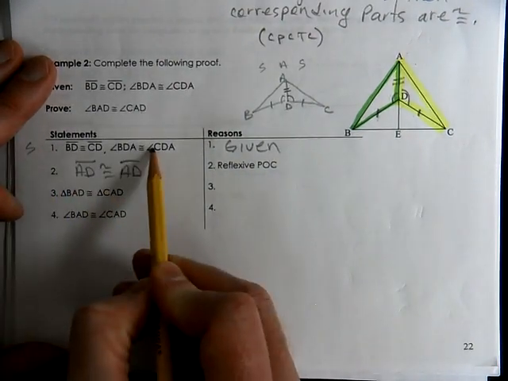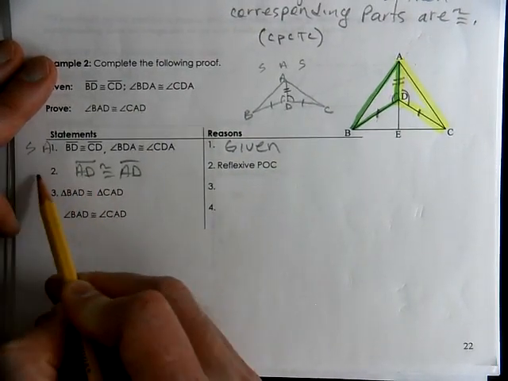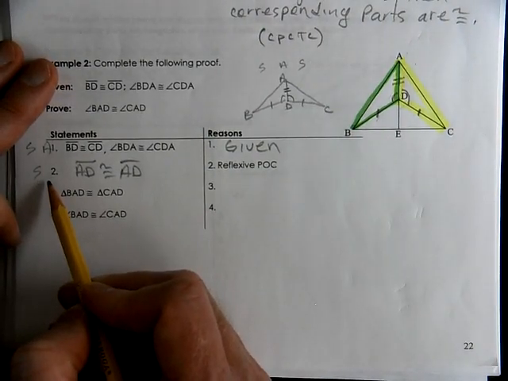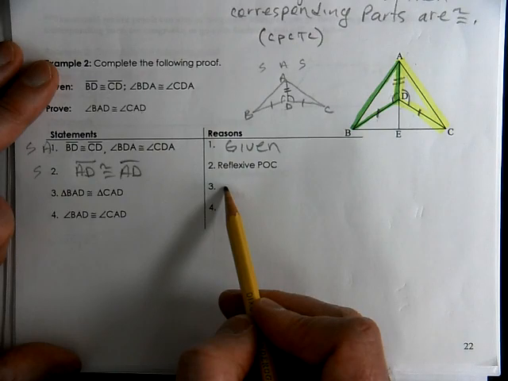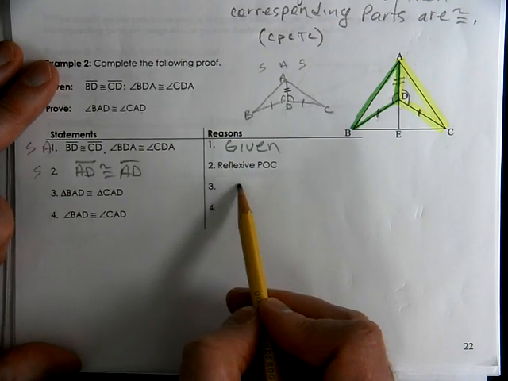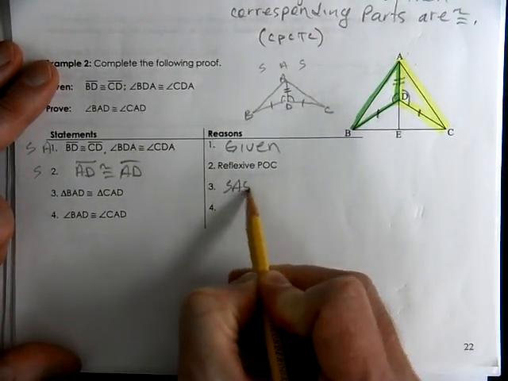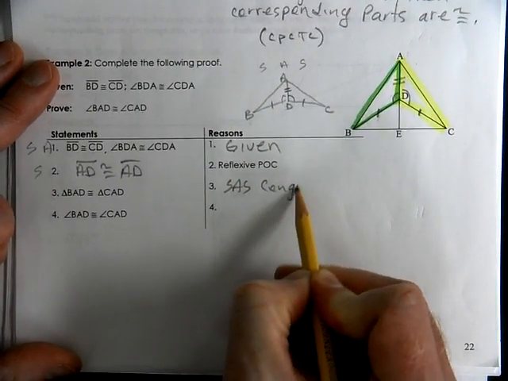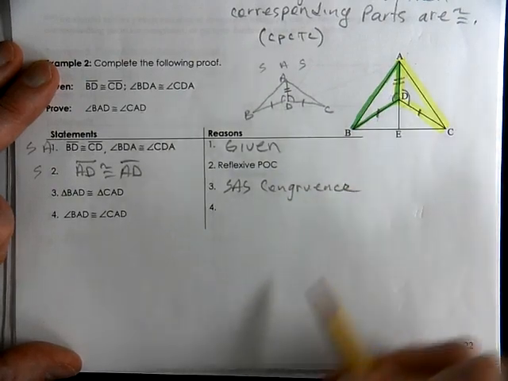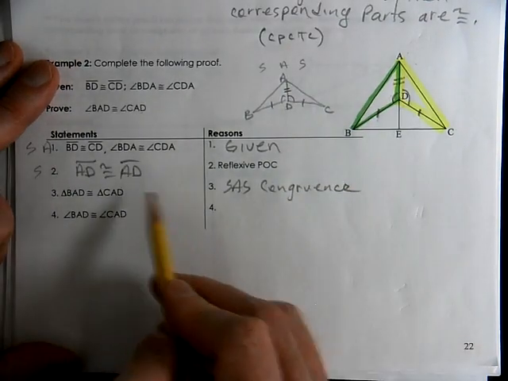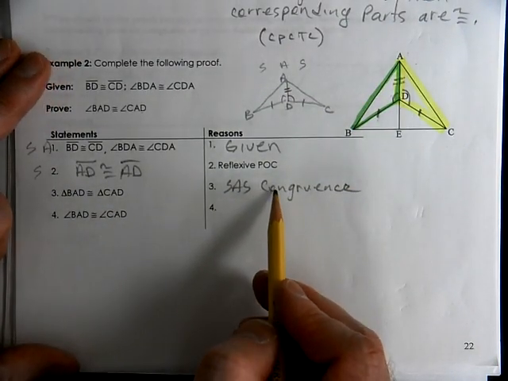So that was a side, that was an angle, that was a side. We've confirmed that this is side, angle, side. So now we know the triangles are congruent.